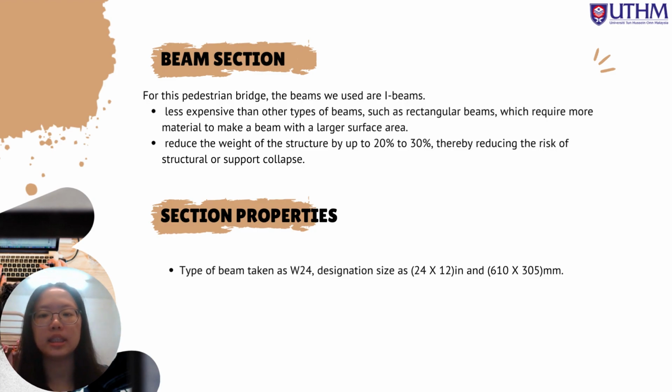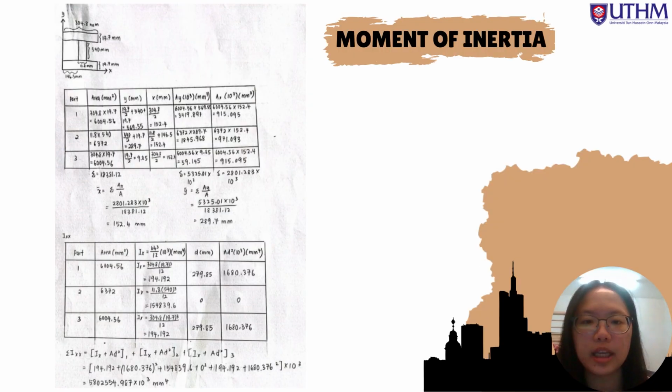And the second reason is to reduce the weight of the structure by up to 20% to 30%, thereby reducing the risk of structural or support collapse. And the second part is the section property. We will take the beam as W24, and the size is 24 times 12 inch, which is 610 times 305 mm. Thank you. Next, I will discuss the moment of inertia.